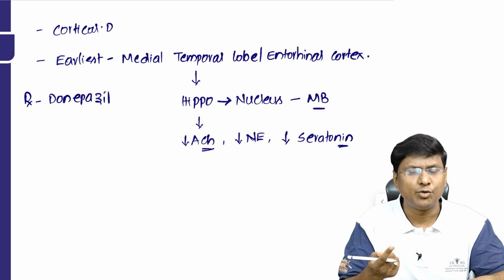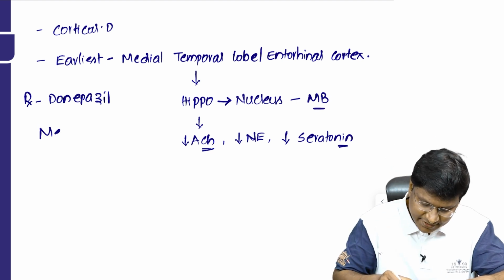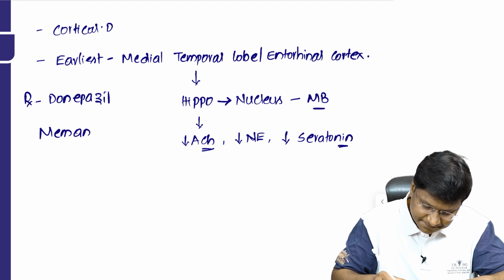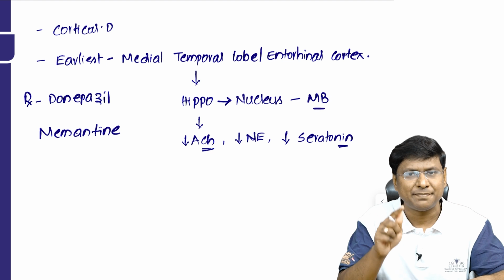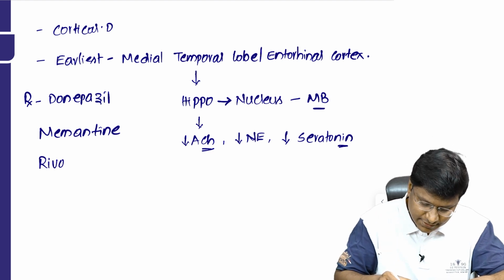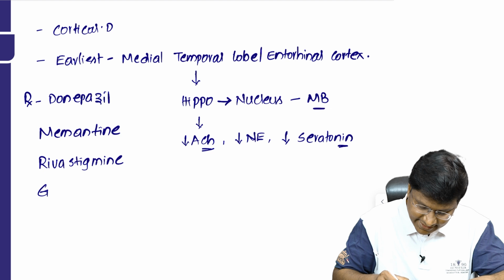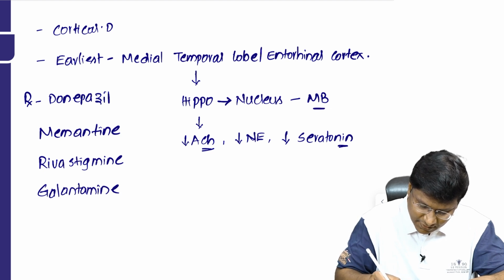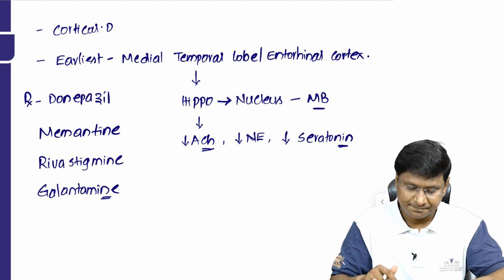And we also have a new molecule which is prescribed in the initial stages, and that particular molecule is memantine. Okay, so memantine is a new drug which is mostly prescribed in the initial stages, and the other molecule is rivastigmine. Right, rivastigmine, and next is galantamine. So these are the molecules which are given in the treatment of Alzheimer's disease.